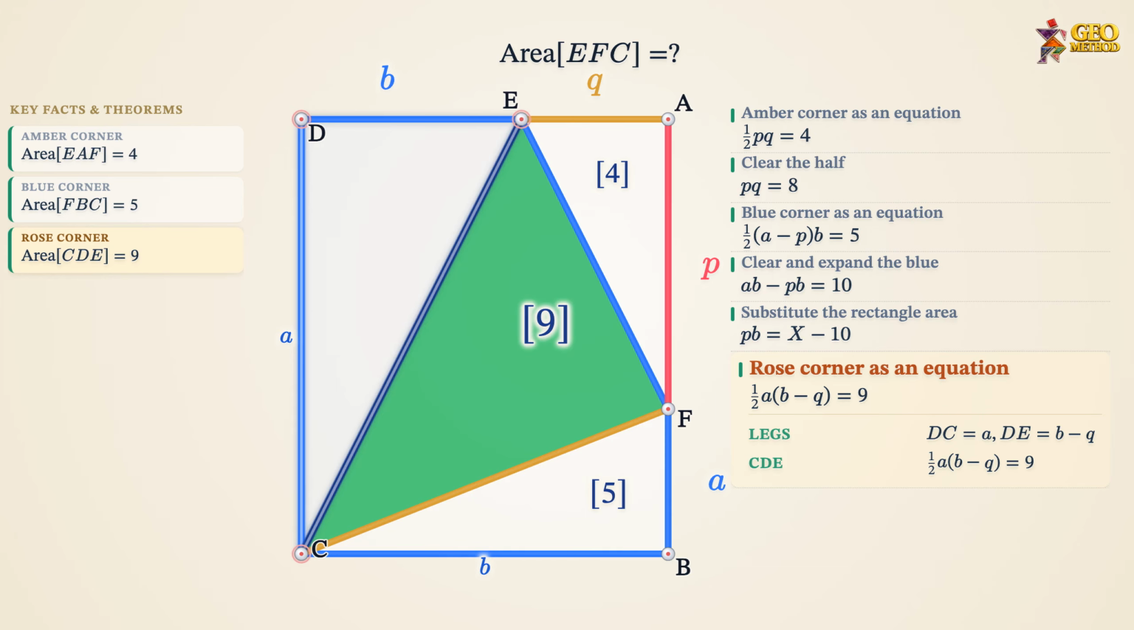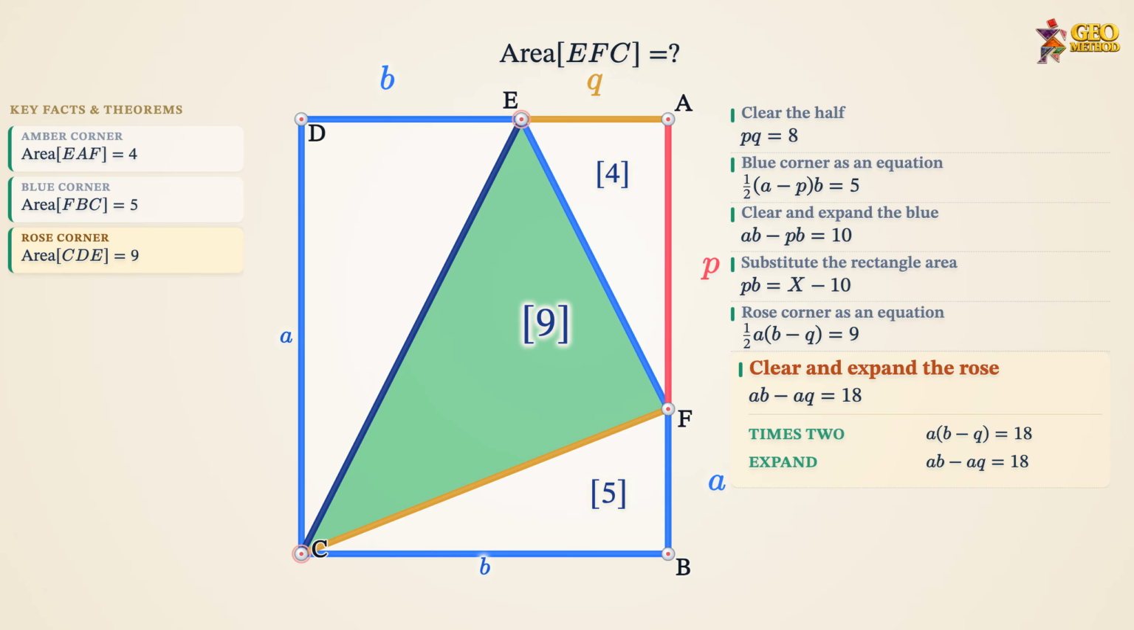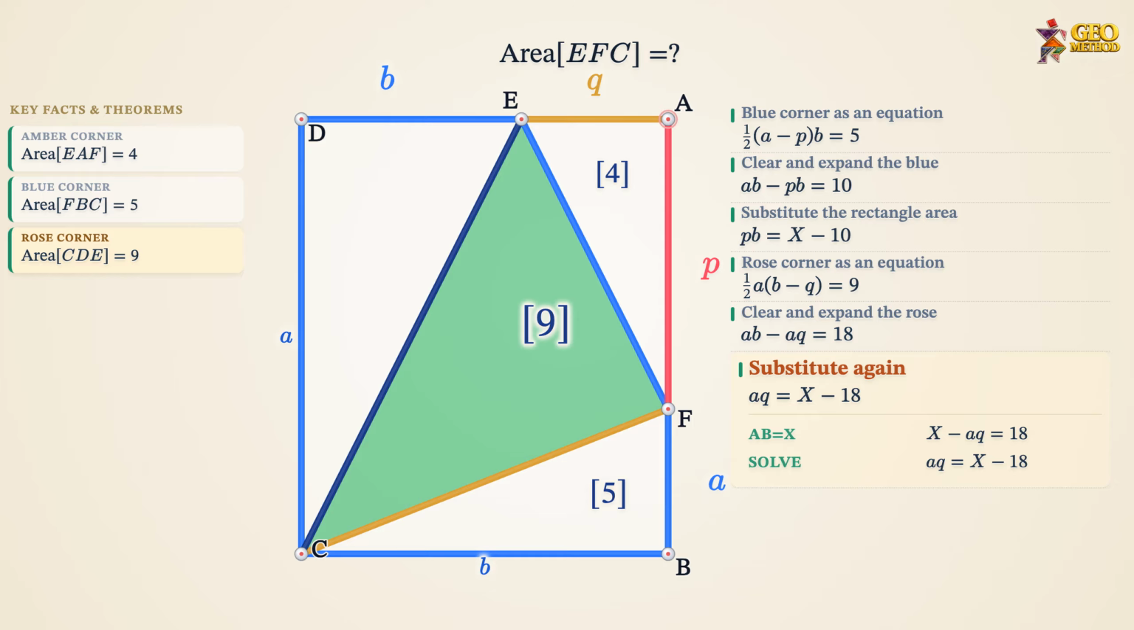Now the rose corner. Triangle CDE has legs A and B minus Q, so 1/2 times A times B minus Q equals 9. This is the third and last area equation. Multiply by 2 to get A times B minus Q equals 18, then distribute the A. That gives AB minus AQ equals 18, and again, AB is the area X. Replace AB with X. So X minus AQ equals 18. Solving gives AQ equals X minus 18.